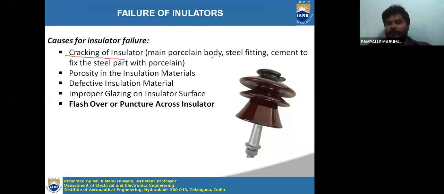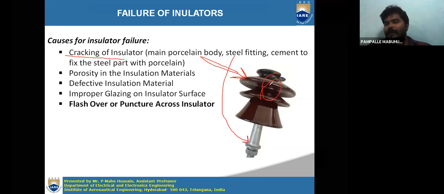The first one is the main porcelain body. This part is the main porcelain body, and another part is the steel fitting. And the other one is the cement used to fix this steel fitting to the porcelain. You will use some amount of cement to fix this steel to this porcelain. So these are the three components we use for the insulator.